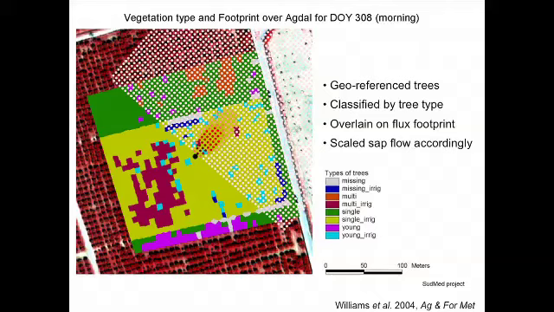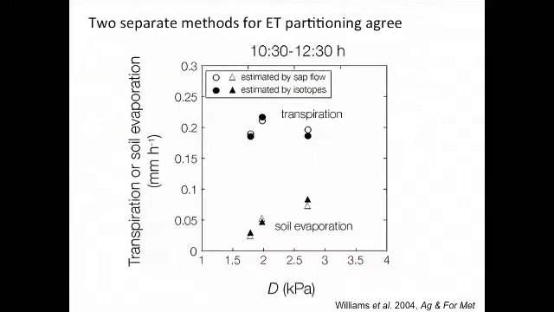And then these are some of the results, and what this shows you is that on the y-axis, the transpiration rate or the soil evaporation rate estimated by either sap flow and eddy covariance methods in the open symbols, or estimated from the isotope Keeling plots in the closed symbols.